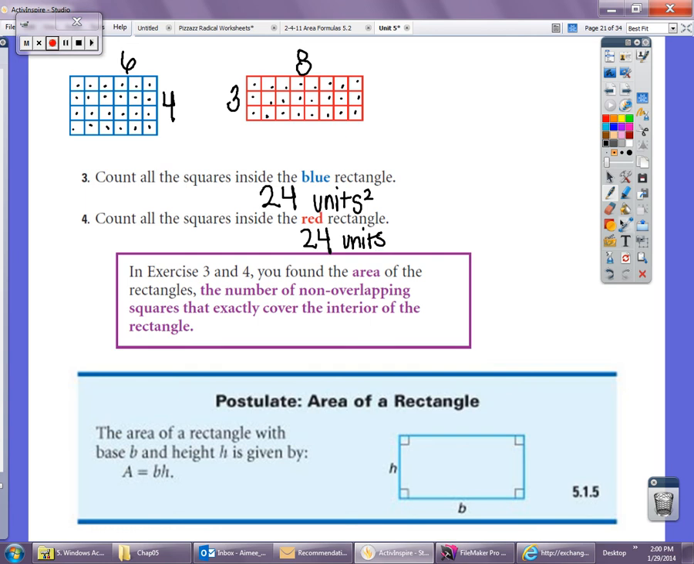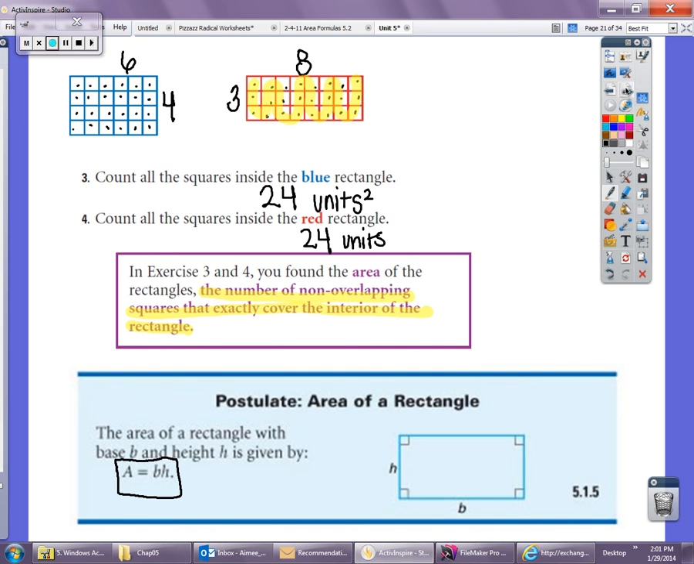The formal definition of area is the number of non-overlapping squares that exactly cover the interior of the rectangle. So your squares should not overlap when you find area, and you want to just count how many squares you have. Now again, my formula is I take the base times the height, which is your definition of multiplication. It's basically repeated addition. So if I take 4 and add it together 6 times, then I am multiplying. And that is why I multiply base times height.